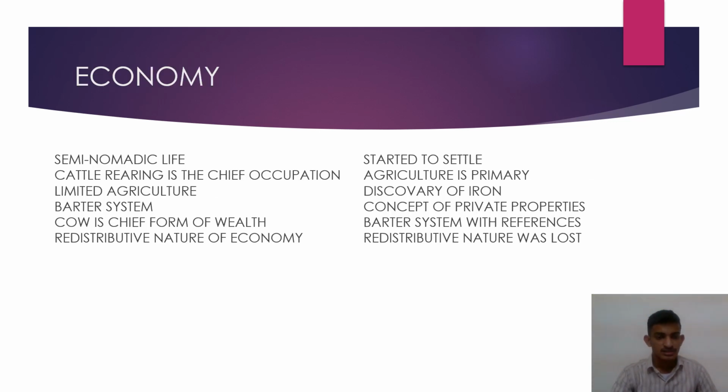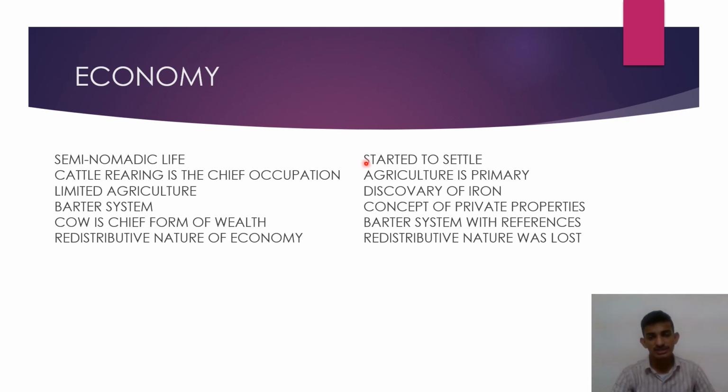Economy. Here we study about the economy of each part. First of all, let's see the economy of the early Vedic age. The people were semi-nomadic, and we all studied this nomadic life during the stone age. Cattle rearing is a primary occupation, and agriculture was practiced, but it was limited. And barter system of exchange was there without any references. And this is the most important point. The cow is the chief form of wealth. Every aspect of the society is related with the cow, and the nature of economy is redistributive.